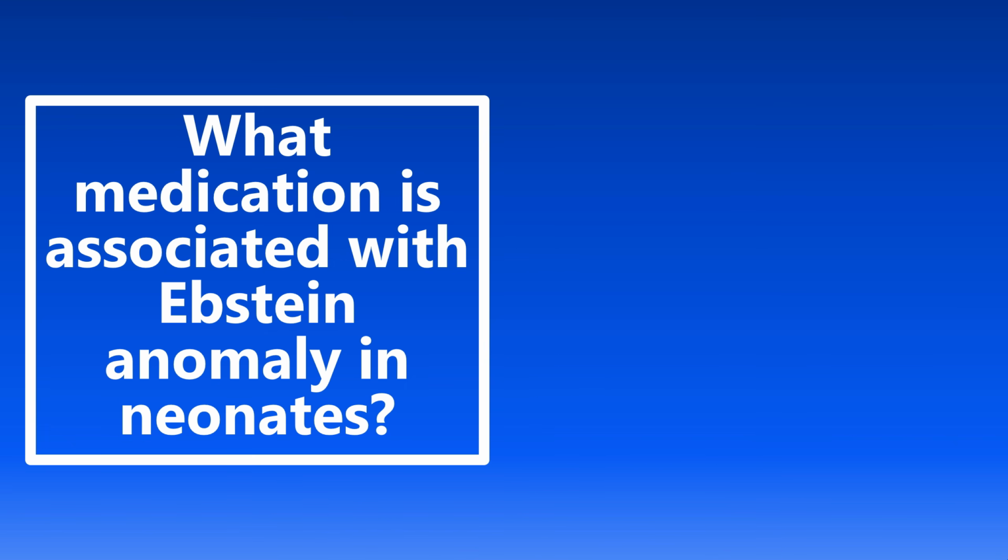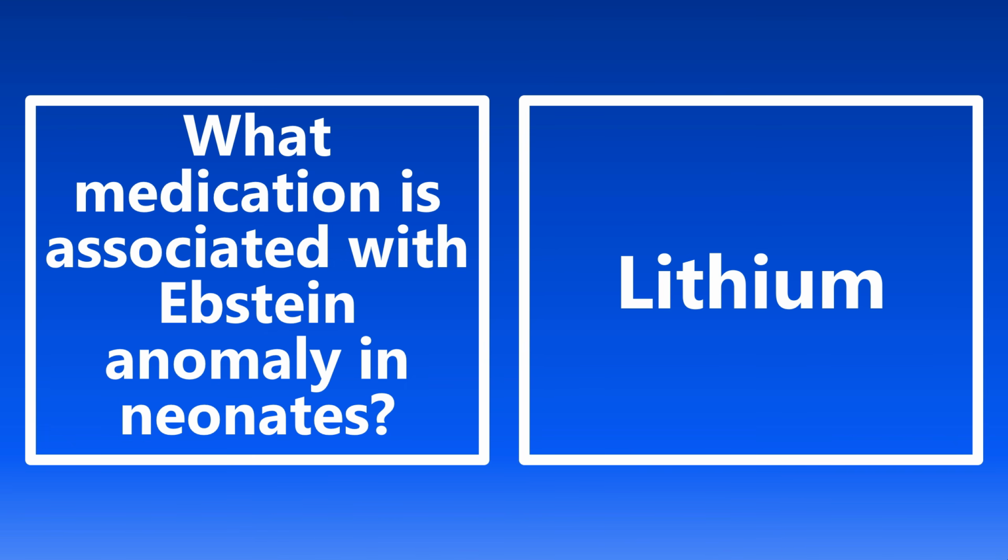What medication is associated with Ebstein anomaly in neonates? This is going to be lithium. Not really a commonly used medication much anymore, still used in some cases of bipolar disorder. But remember, Ebstein anomaly, this is an abnormal tricuspid valve that's abnormally displaced lower down, downwards into the right ventricle that can cause issues with the heart. So lithium, association with the Ebstein anomaly in neonates.